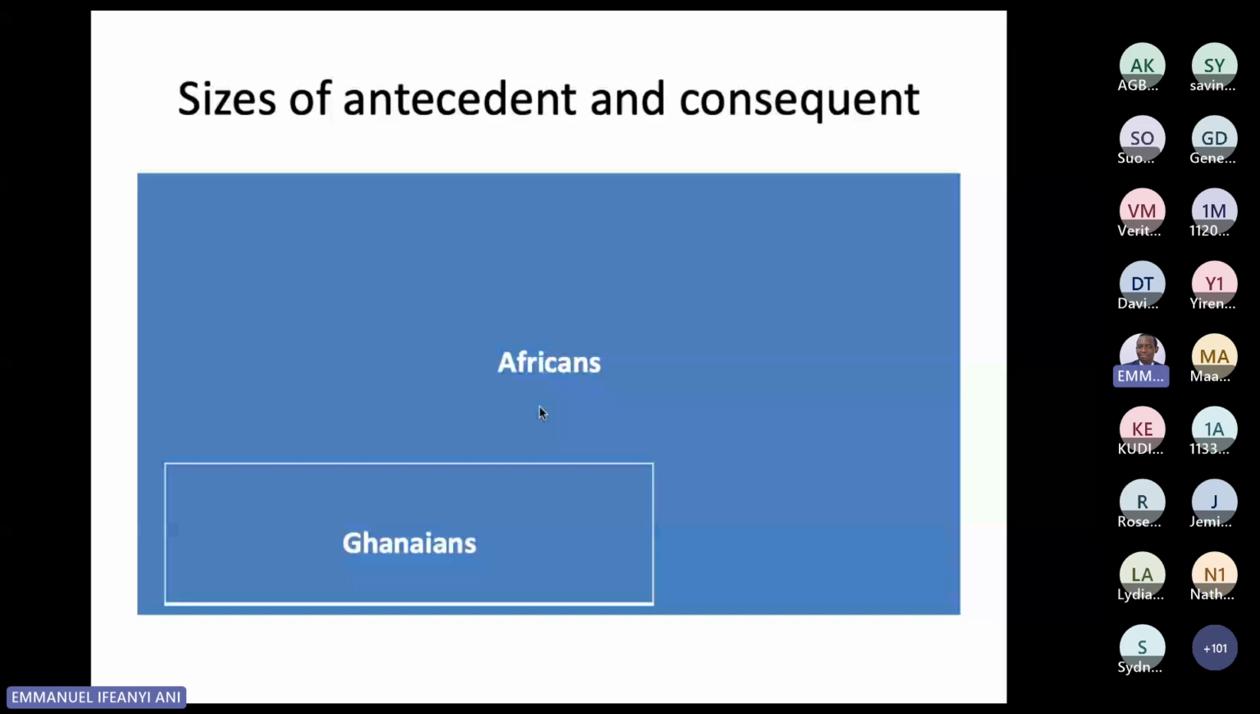But if you say Peter is not a Ghanaian, therefore Peter is not an African, that is an invalid argument. Because denying Peter of being in the Ghanaian box does not mean denying him of being in the African box. So saying that Peter is not in the Ghanaian box is not enough to conclude that he's not in the African box. He could be in any other part of the African box apart from the Ghanaian box. So the argument Peter is not a Ghanaian, therefore Peter is not an African, is invalid.